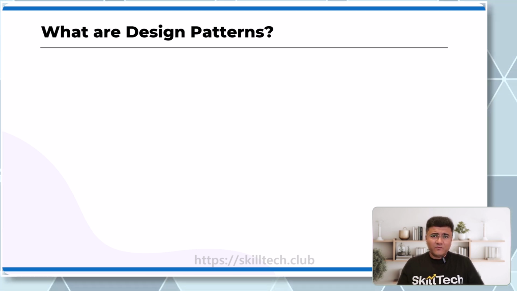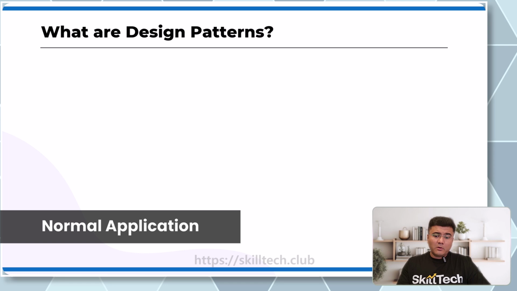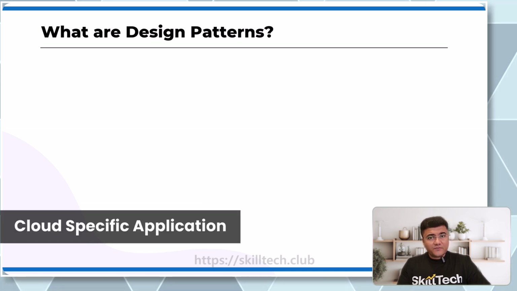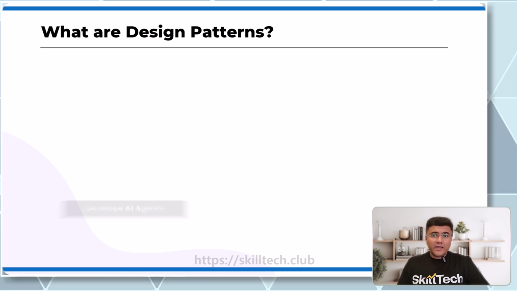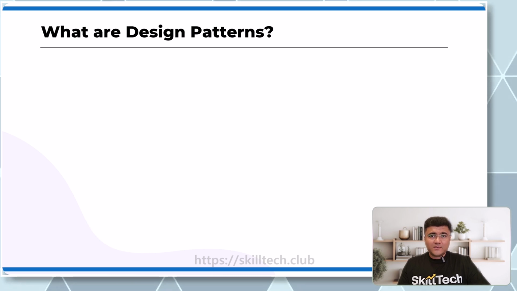Same as in real life, when we have a common problem, we know the solution of that. Same like that, design patterns are basically going to help you with those common problems which happen in your development. So when you're developing normal applications, multi-tier applications, cloud-specific applications, or maybe you're developing AI agents with your generative AI apps, in all of these cases, design patterns are always going to help you in solving some common problems which happen.